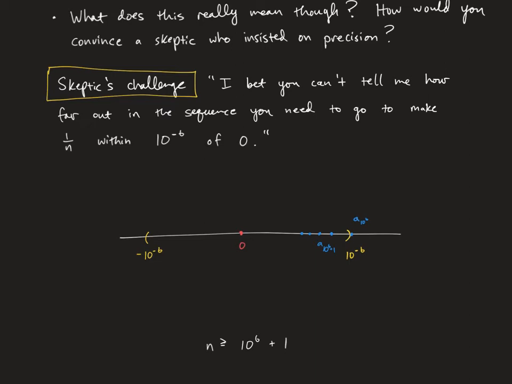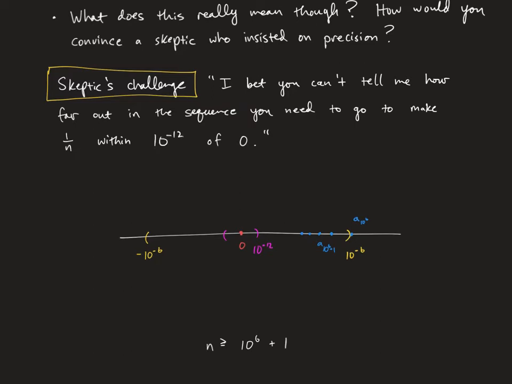Okay, and so maybe looking at this picture, I, as the skeptic, say, I see. So your sequence is here, and then here, and then here. It's marching along. But let me do something like this. So you've got me there. But what I'm going to do is change my challenge, right? So now I'm going to say, so here's 10 to the minus 12, say. Okay, so I'm going to change my challenge.